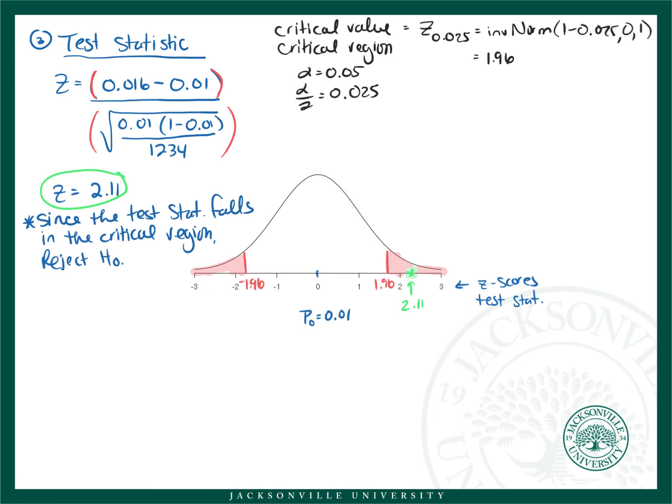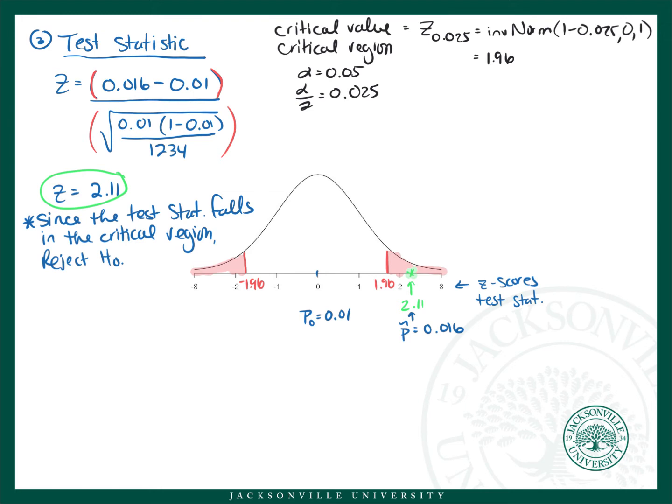So the reason why we reject the null hypothesis is because our test statistic, so this 2.11 is the z-score for our p-hat of 0.016. So we're saying that the proportion of sales that are overcharges is different from 0.01. In fact, it's more, and it's higher, and it's statistically higher, okay? So it falls in that critical region, so we know that it's actually much different from 0.01.